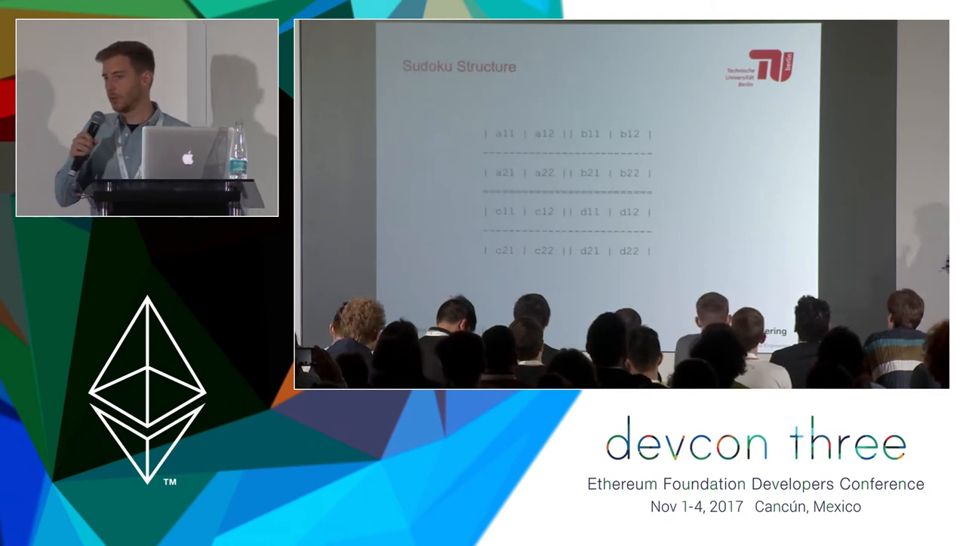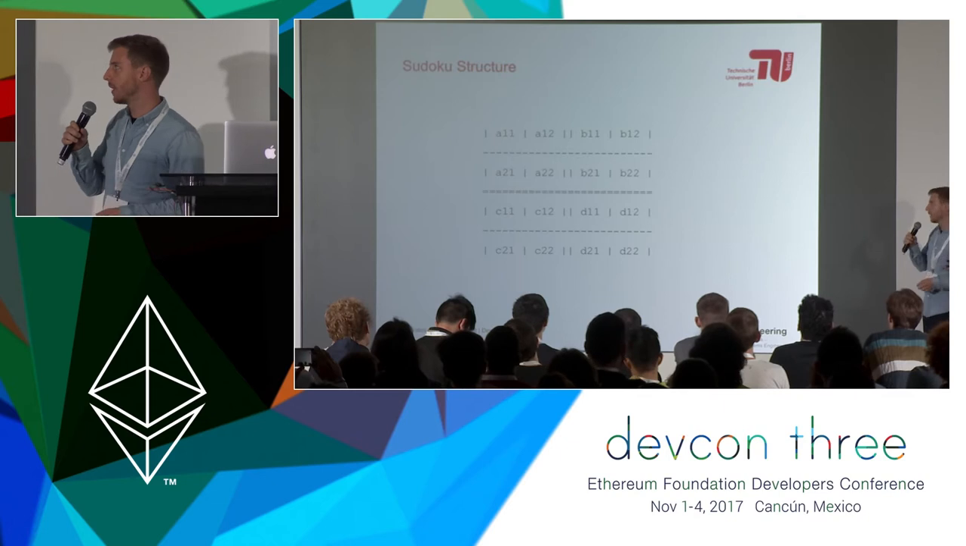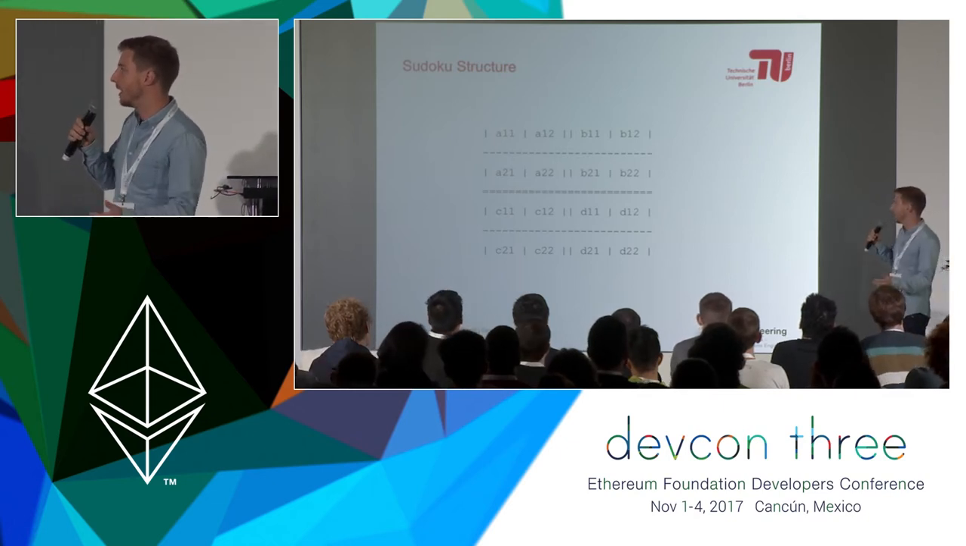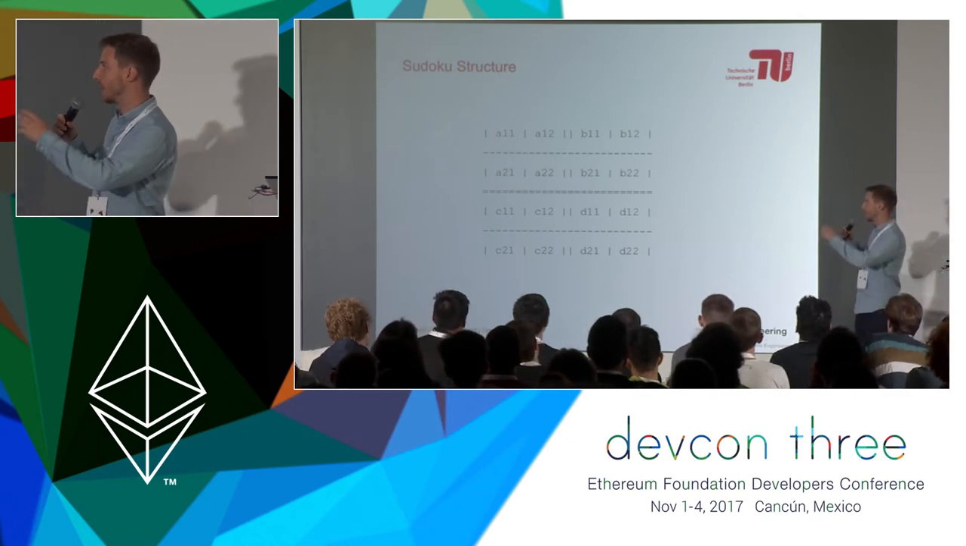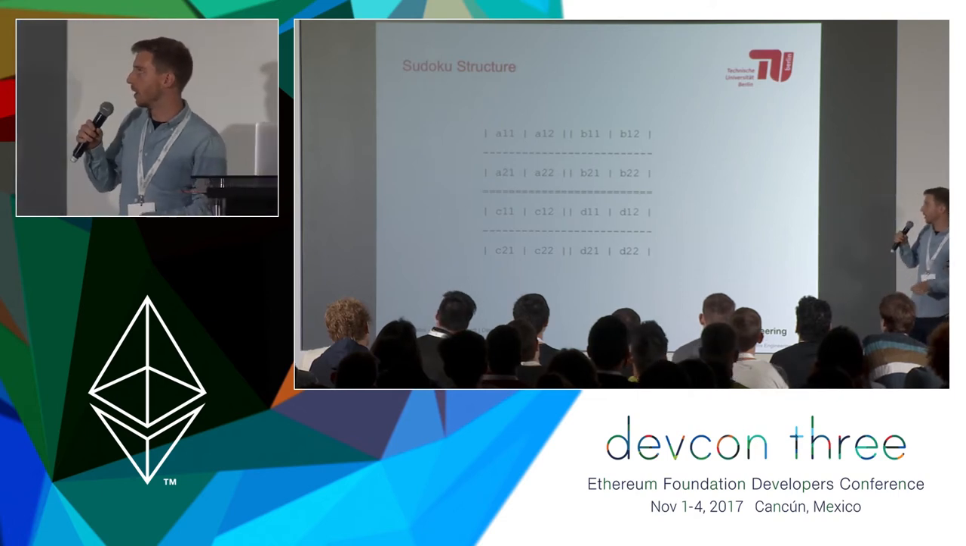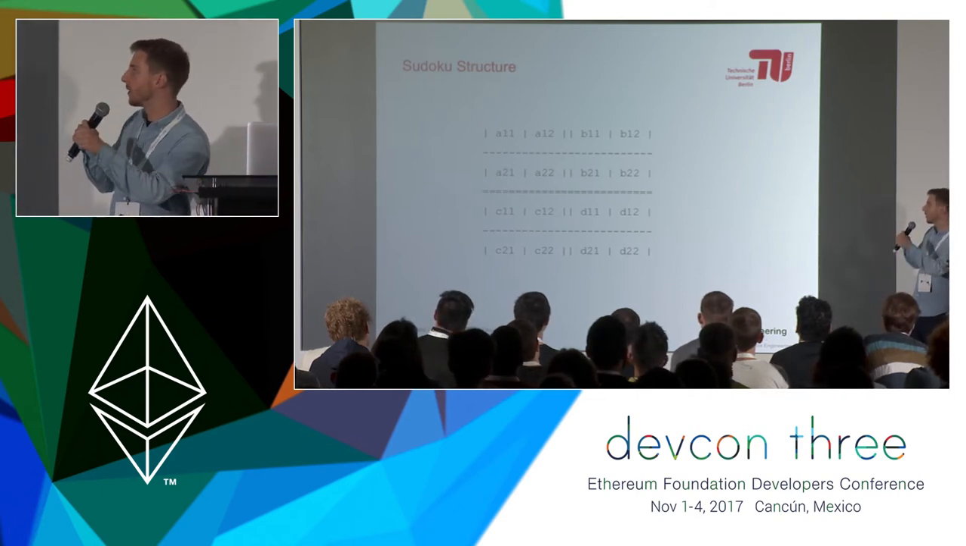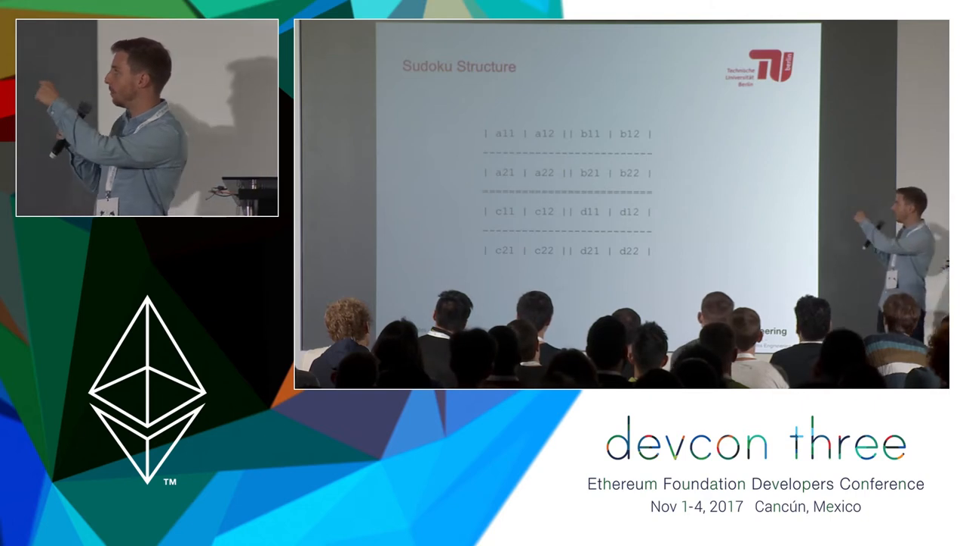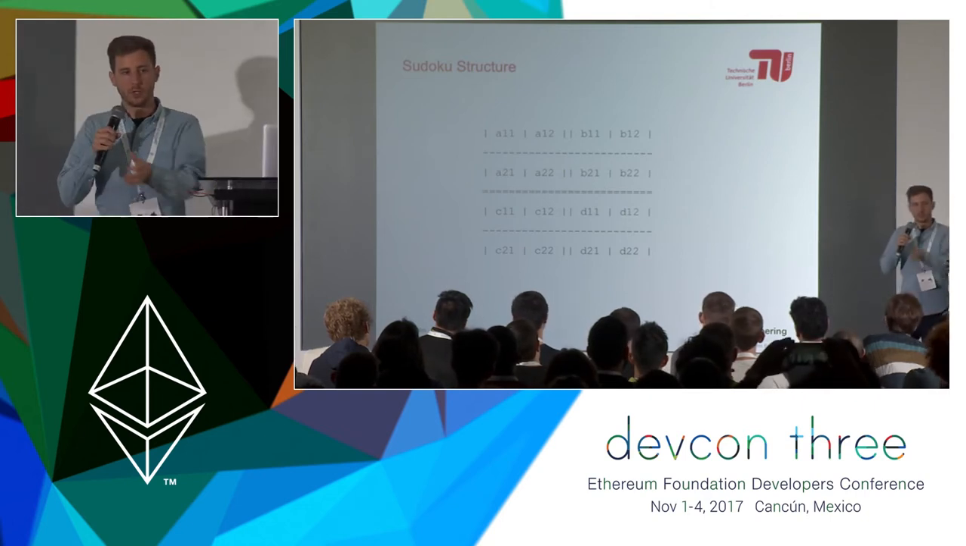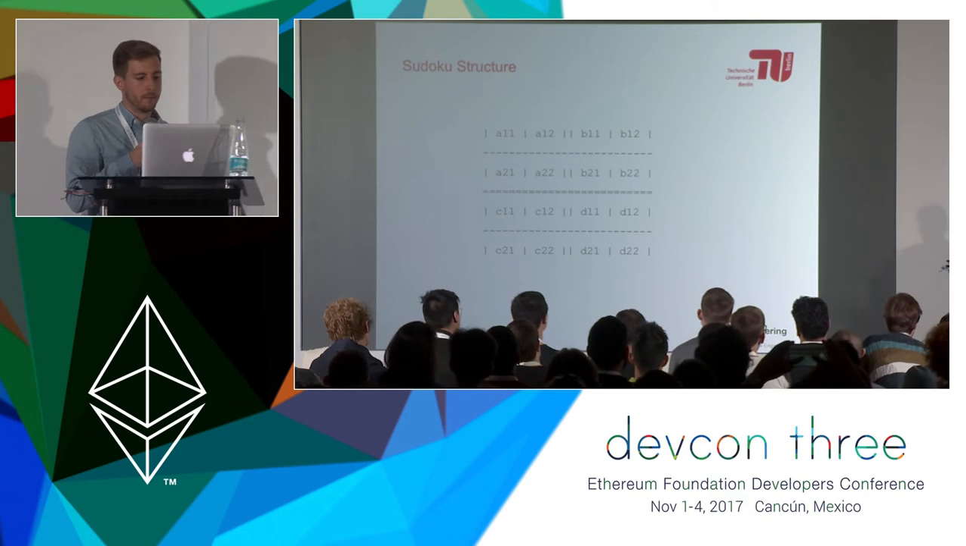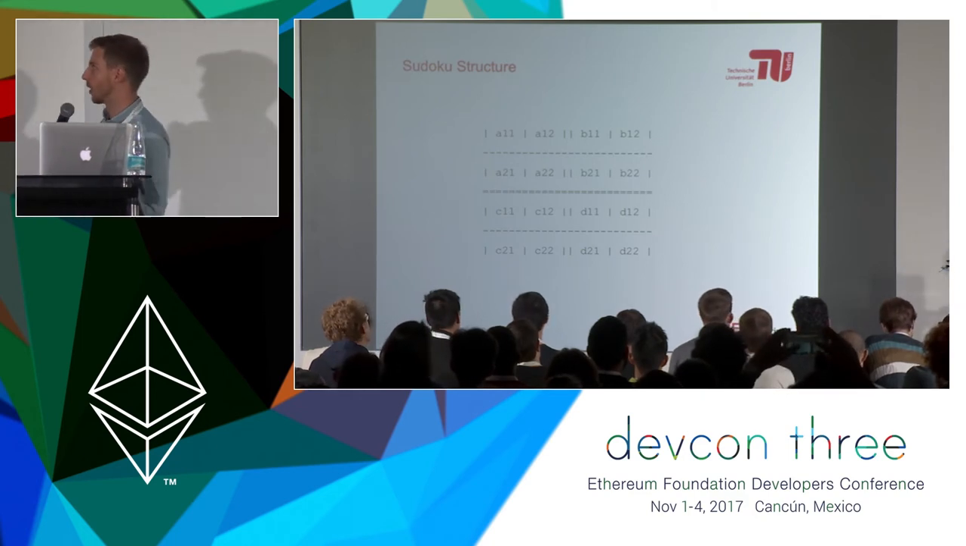Okay, so first we need to model our problem a little bit. We have a Sudoku, a mini Sudoku, and it consists of subsquares. I've used letters for them, so we have subsquare A, B, C, and D. And then we just number all variables to build that kind of matrix structure.